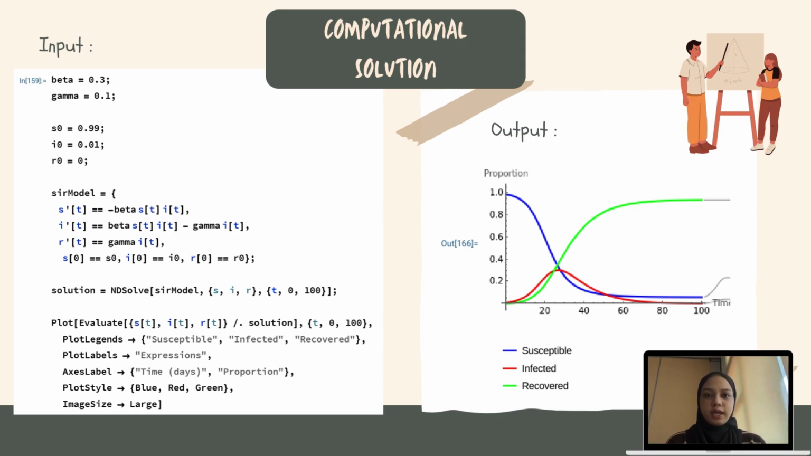Now, let's look at how this model is solved and visualized using Mathematica. First, we define the parameters. We assume beta equals 0.3 and gamma equals 0.1, meaning the disease is quite contagious and the recovery rate is moderate. We also define our initial values. 99% of the population is susceptible, 1% is infected, and 0% recovered.